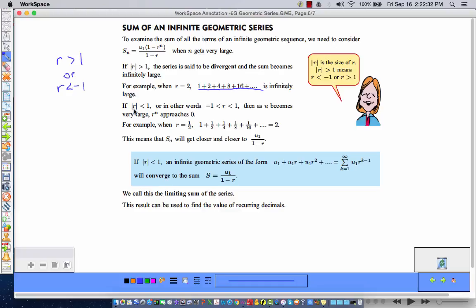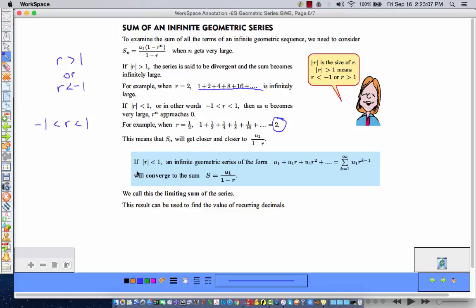However, if the absolute value of r is less than 1, which means -1 is less than r is less than 1, then we can find the sum. For example, if r is 1/2, we get 1 plus 1/2 plus 1/4 plus 1/8 plus 1/16, and we keep going and going. If we think of it going to infinity, this sum is getting closer and closer to 2, where it does indeed equal 2.